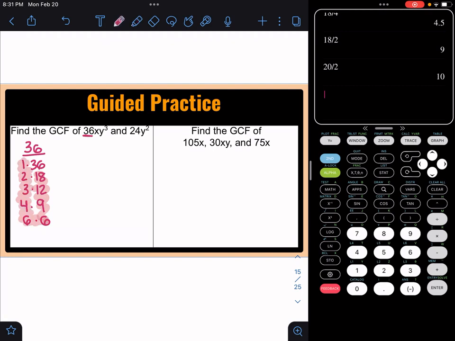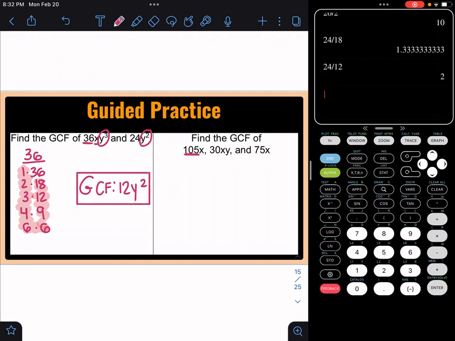And let's try to do it. 24 divided by 18, not going to work. 24 divided by 12, that works. So our GCF is 12. And then we have an x in one, but we don't have an x in the other, so we can't say x. And then they have a y to the third and a y squared. So they both have at least two y's, making our GCF y squared.